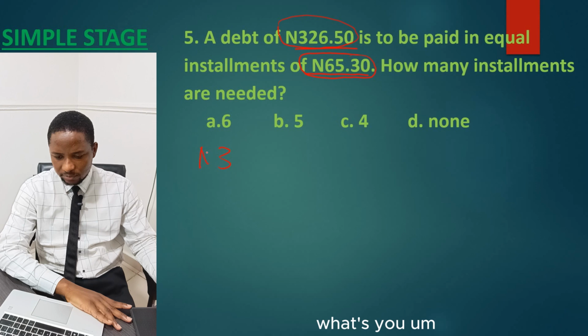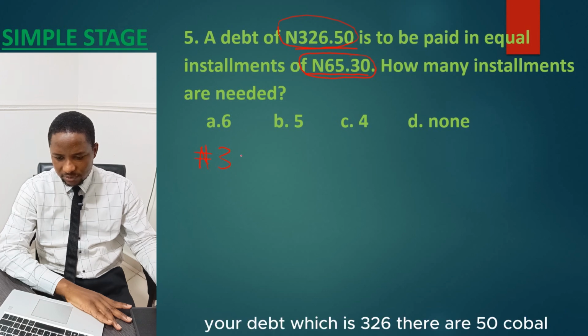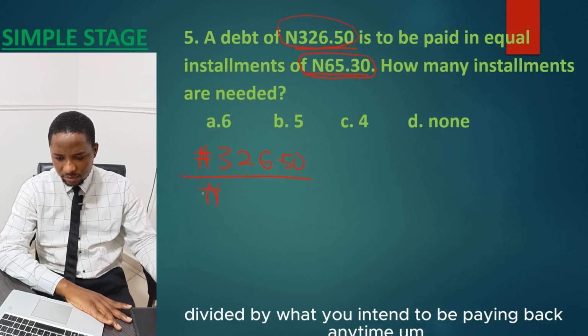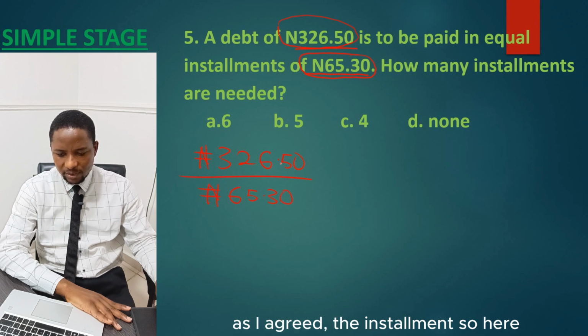Same thing we're going to do here. What's your debt, which is 326 naira 50 kobo, divided by what you intend to be paying back anytime as agreed, the installment.